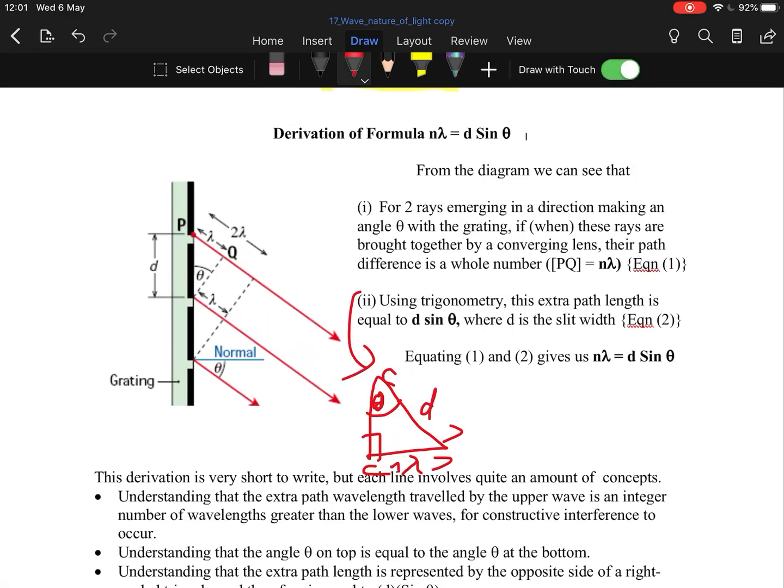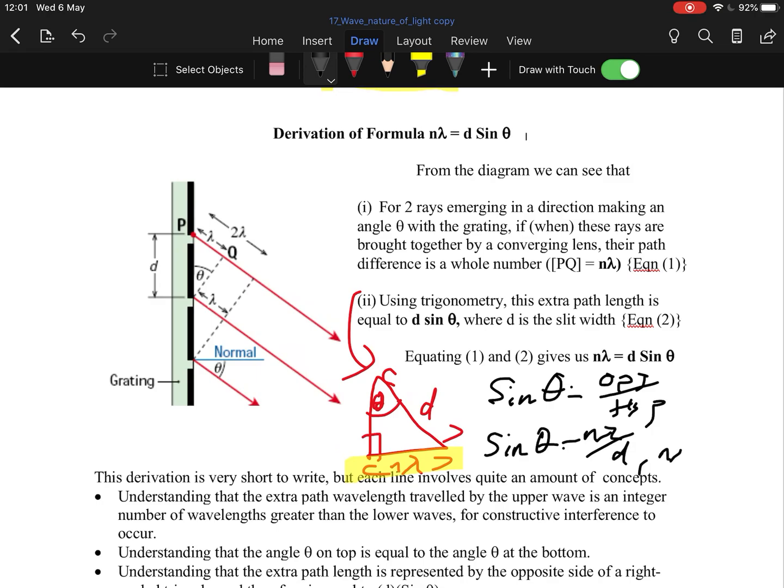So then for part 2, you can simply draw the diagram here and say, well, with trigonometry, we can now find out what this n lambda is. We can find what this is. So we'll use sine theta is the opposite over the hypotenuse. So sine theta equals n lambda over d, so n lambda equals d sine theta.